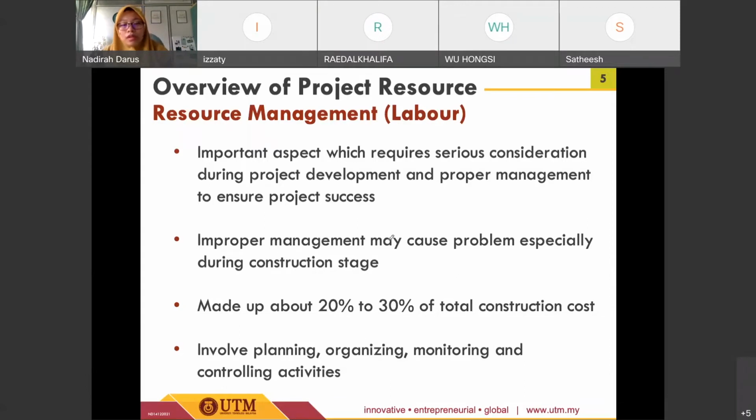So in order to avoid that kind of problem, we try to have proper management, proper planning regarding the project resources. Basically, resource planning or resource management costs make up about 20 to 30% of the total construction cost. That's the distribution for the resource costing.